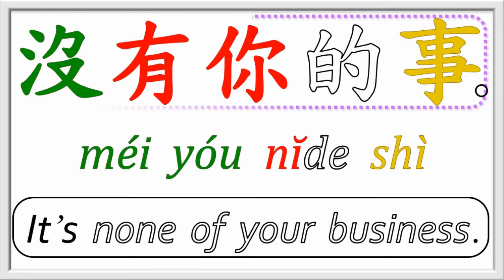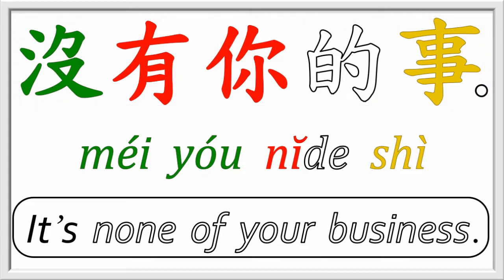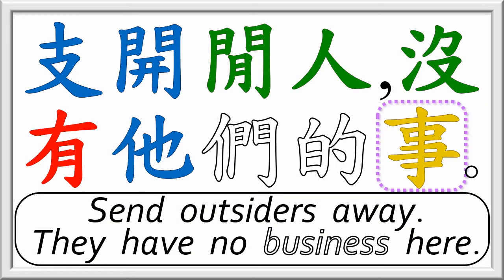A less harsh way of saying none of your business is this sentence. 没有你的事. This doesn't concern you. Actually, the degree of offensiveness depends on the tone of voice when using these sentences. Here we find the expression 支开 again, meaning to invent a pretext to get someone to leave. 支开闲人, 没有他们的事. Send outsiders away. They've got no business here.